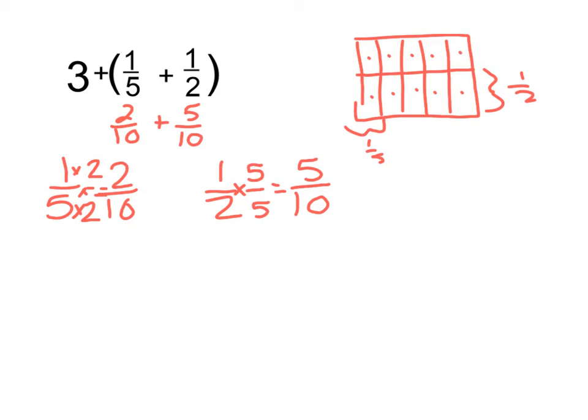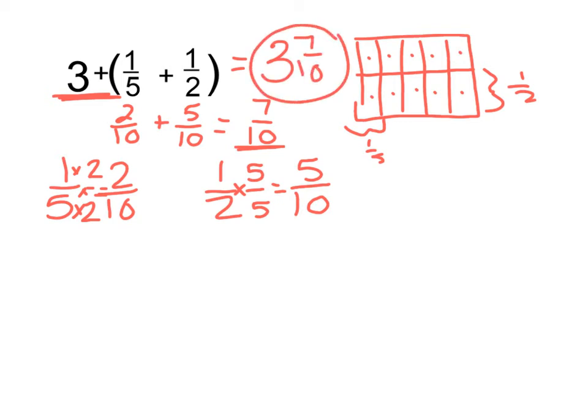Now can we add our fractions? You betcha. 2 tenths plus 5 tenths equals 7 tenths. And 3, we can't forget our whole number, plus 7 tenths equals 3 and 7 tenths. So 3 plus 1/5 plus 1/2 equals 3 and 7 tenths. Let's try another one.